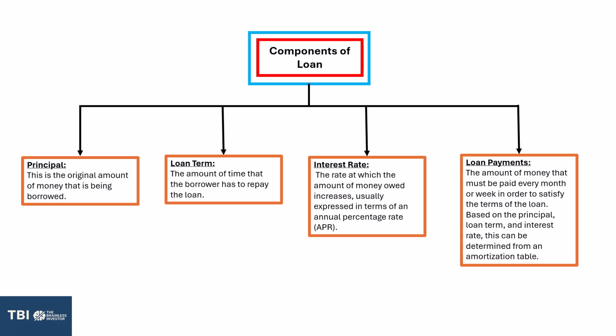And the fourth one is loan payments, the amount of money that must be paid every month or week in order to satisfy the terms of the loan. It is based on the principal, loan term, and interest rate. This can be determined from the amortization table.